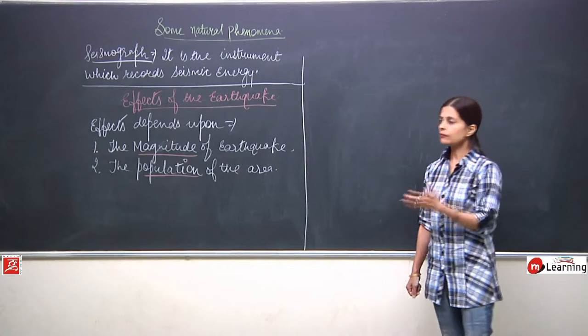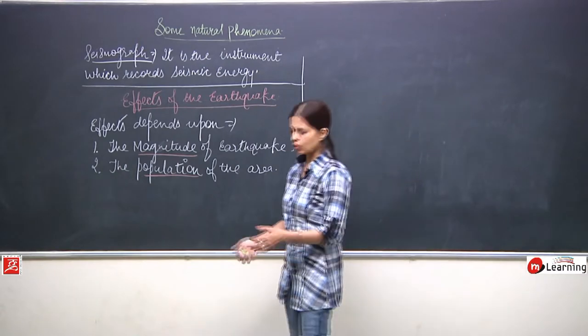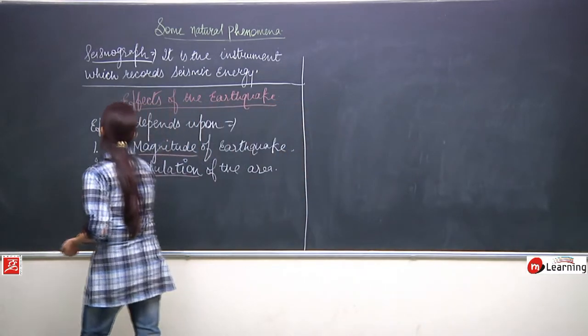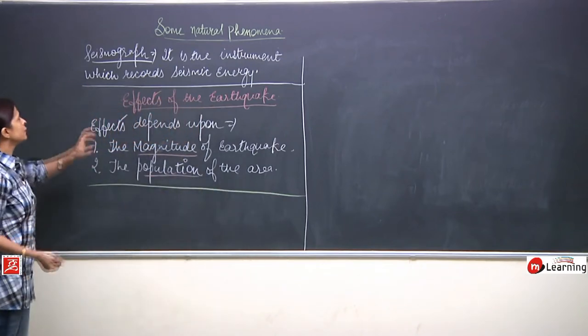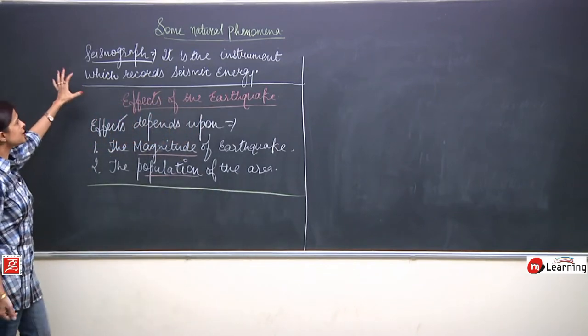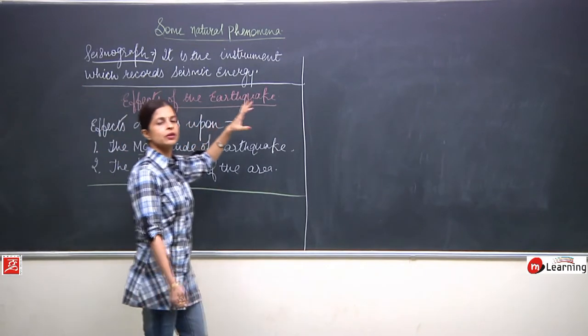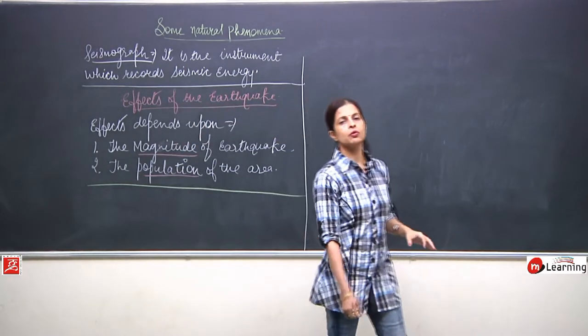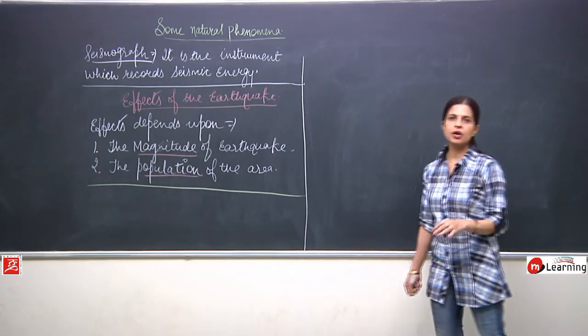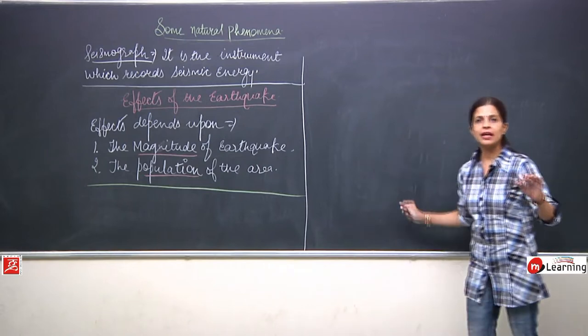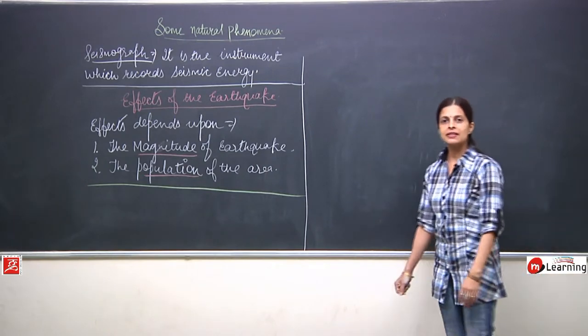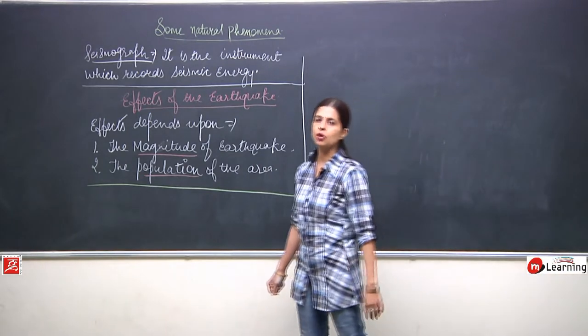So now we'll write and then we'll talk. First of all, we are talking about this one small thing, the seismograph. It's an instrument which records the seismic waves. Okay, and on the Richter scale, what can be measured? The Richter scale records the magnitude of the earthquake.